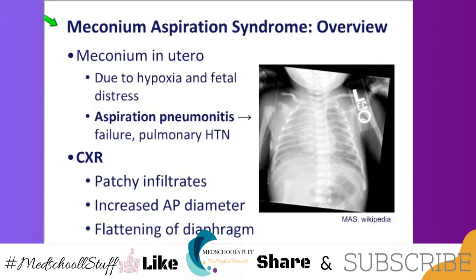When the baby is delivered and takes a breath, that meconium-stained amniotic fluid sitting in the upper airway gets aspirated. Light meconium is not a big deal. Thick meconium is a big deal, because it just gets into the lungs. It causes an aspiration pneumonitis, and meconium is really sticky stuff.